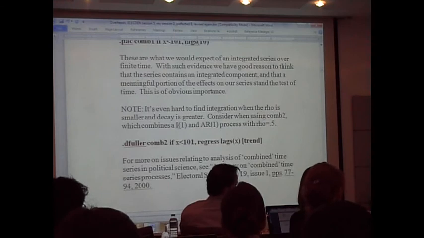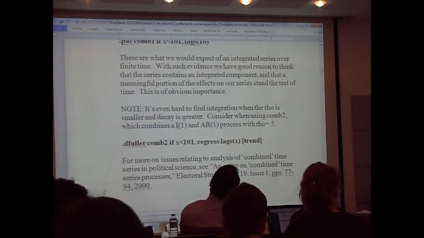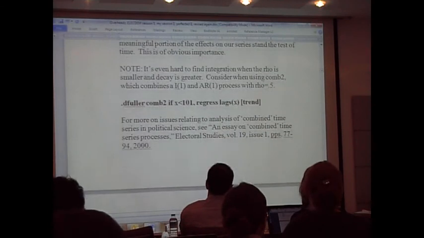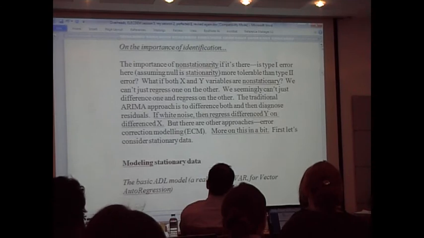The example we're going to be working with in a bit is our European preference data. It's hard to reject the unit root hypothesis, although we think that those data have to be stationary, right? And there's more on this combined process stuff. I wrote this piece, it's now an old piece, in Electoral Studies about 12 years ago, on how you deal with combined processes. There's a lot of counterintuitive stuff in there.